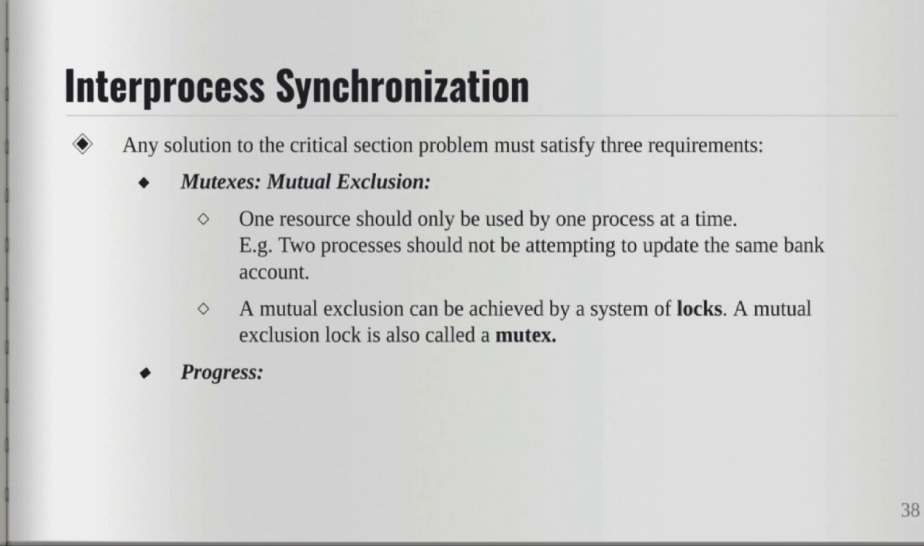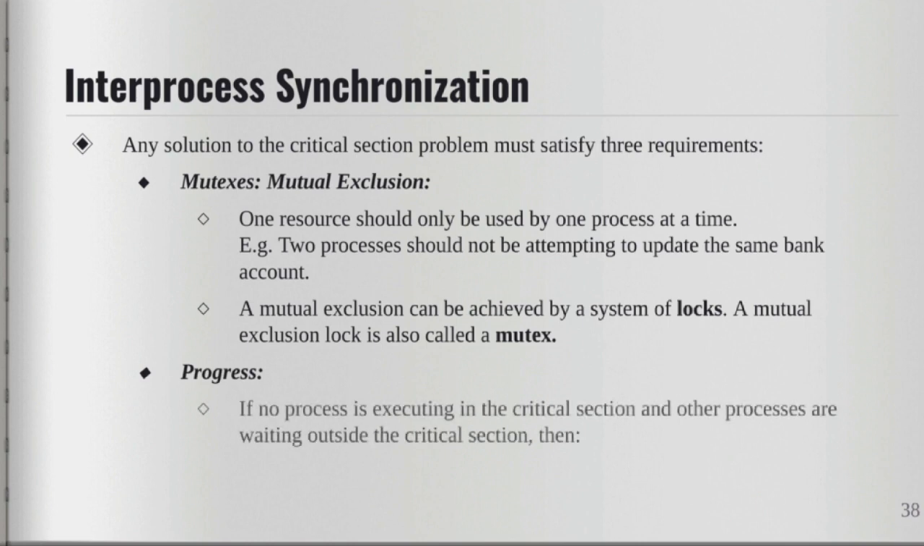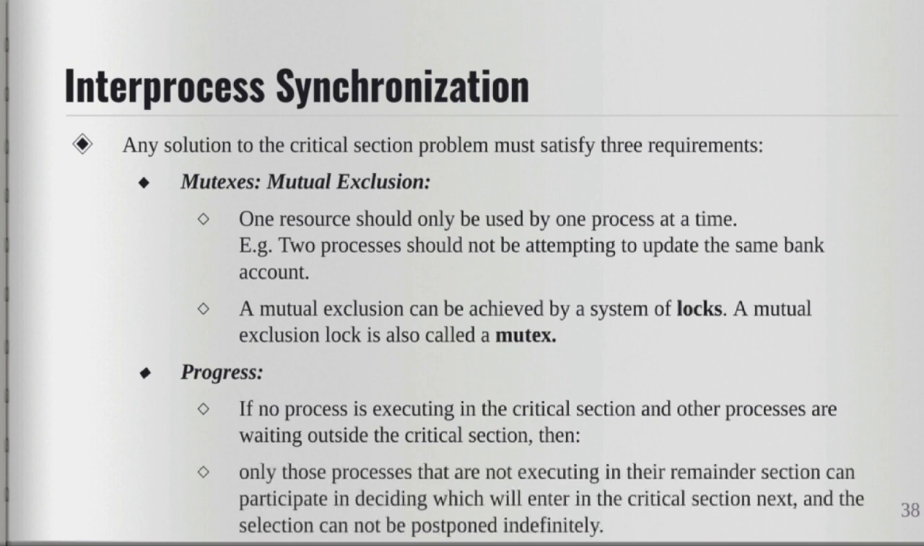The second requirement for solving the critical section problem is progress. What is progress? It means that if no process is executing in the critical section and other processes are waiting outside the critical section, then only those processes that are not executing in their remainder section can participate in deciding which will enter the critical section next, and the selection cannot be postponed indefinitely. So that's your progress. That's your second requirement.